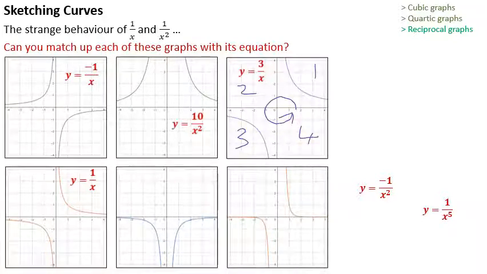The next curve, y equals minus 1 over x squared, will have a very similar pattern to 10 over x squared, but completely flipped over. Because now x squared is never negative, but minus 1 over x squared is never positive. So we're going to be dealing with this graph here.